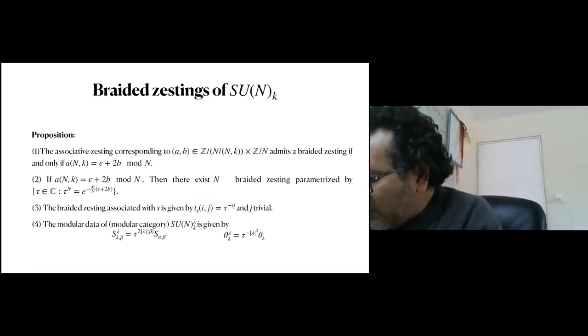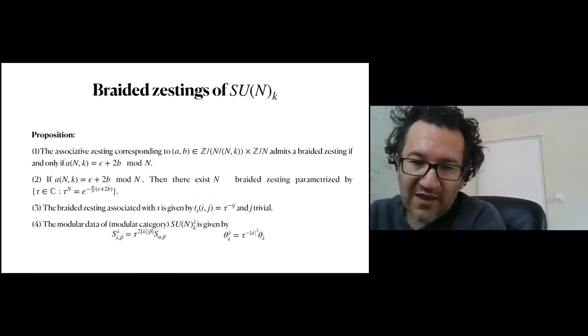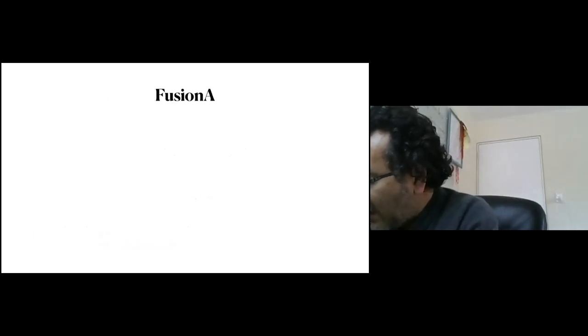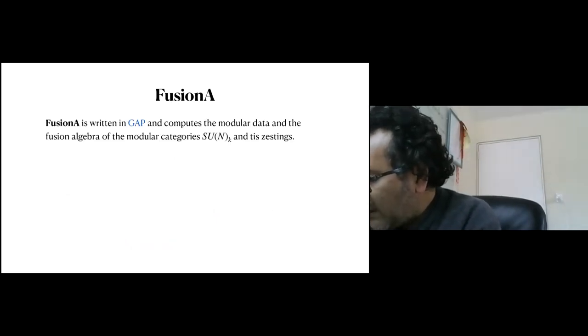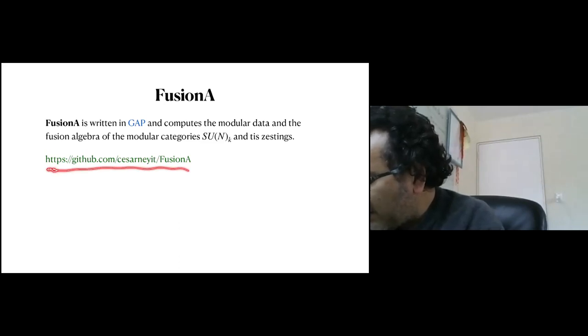And we can even compute the modular data of the new modular category. So this is a way, at least for this particular example, to build new modular categories in a very explicit way, because you can say explicitly one in terms of the other, what the modular data is, and other results. I want to finish saying that we even implemented these computations in a package written in GAP that you can find in this repository.